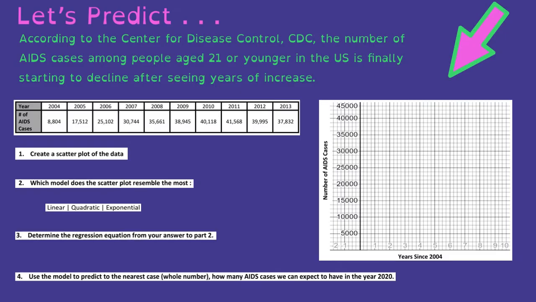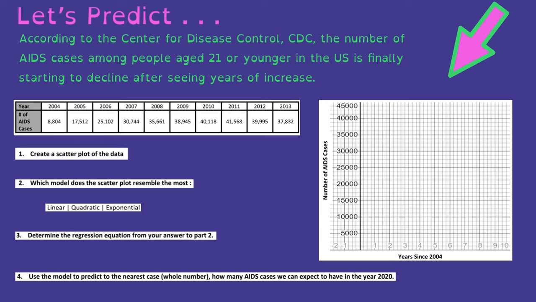The last part of our notes is predictions. Let's look at some data. We're going to make some predictions and answer some questions. So let's read the information. It says, according to the Center for Disease Control, the CDC, the number of AIDS cases among people aged 21 or younger in the U.S. is finally starting to decline after seeing years of increase.